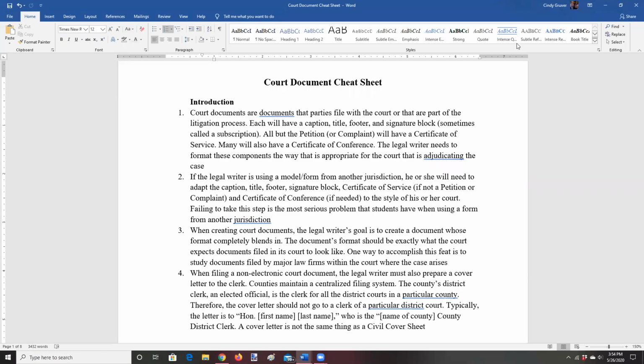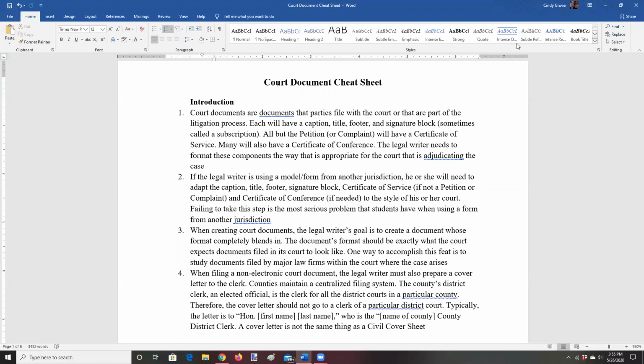Welcome to this presentation in which we're going to talk about how to format court documents. Hopefully you've picked up on the fact that we've built from the simplest documents to the most complex documents. There are relatively few rules, for example, about how to prepare an email. There are a few more with respect to an interoffice memo, and a few more when we get to correspondence. The letter does become more complex.